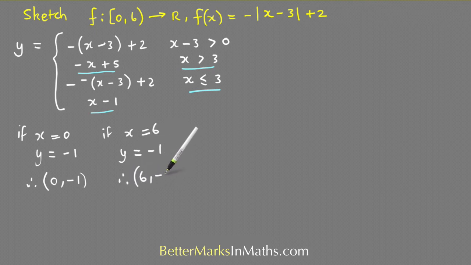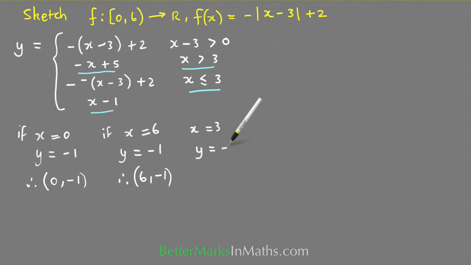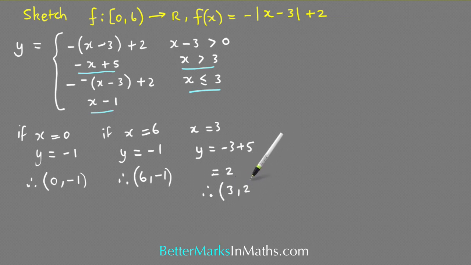Therefore you get 6 comma minus 1, and then this value of 3, that's where the graphs are going to meet. If x equals 3, then I'm going to pick this equation, minus 3 plus 2, that's plus 5, and then that equals 2, and you get the same thing if you put 3 in here. 3 minus 1 is 2, so therefore again that point 3 comma 2.